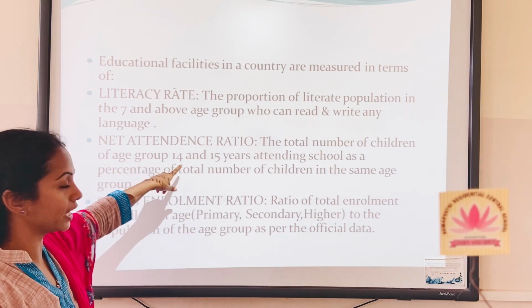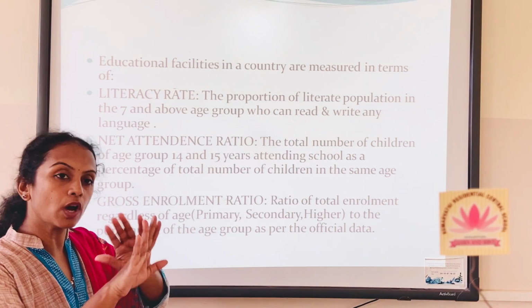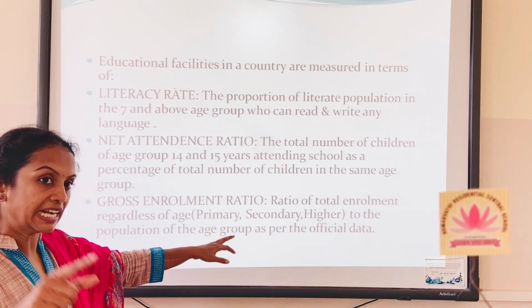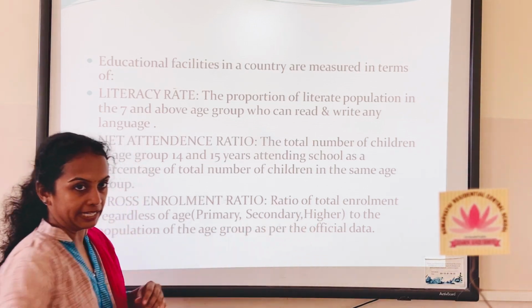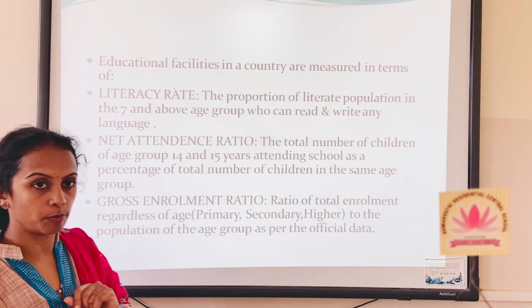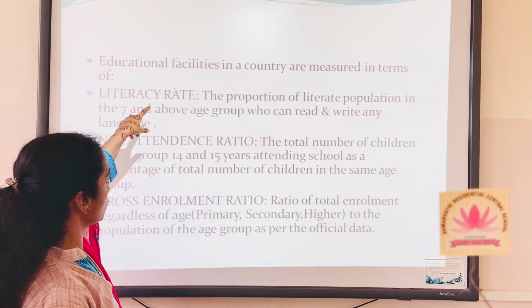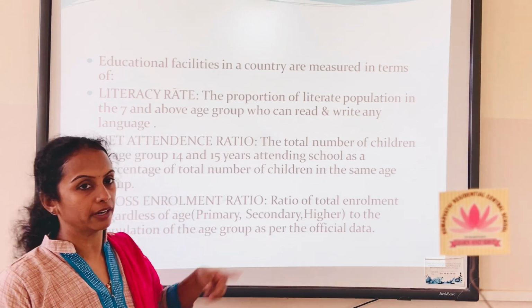Here you are considering age as 14 and 15. But in the gross enrollment you are not considering any age, but the total number of students attending schools at different levels. It may be primary or secondary or higher level. So this is gross enrollment ratio. To check education facilities, you should consider the literacy rate, net attendance ratio and the gross enrollment ratio.